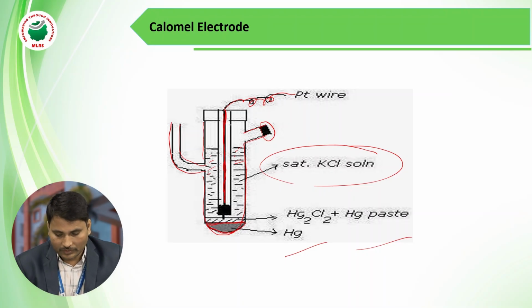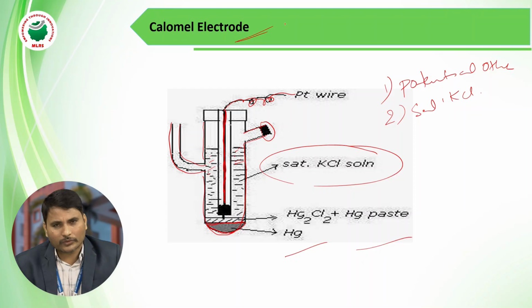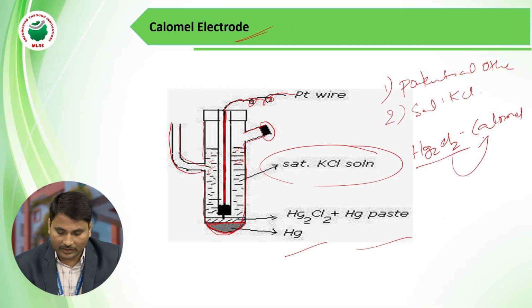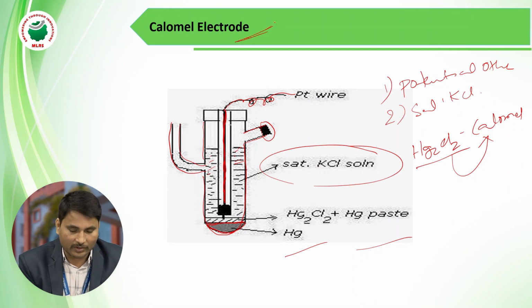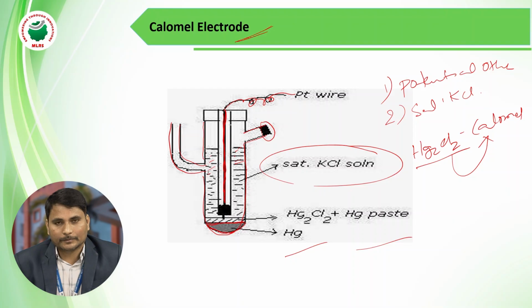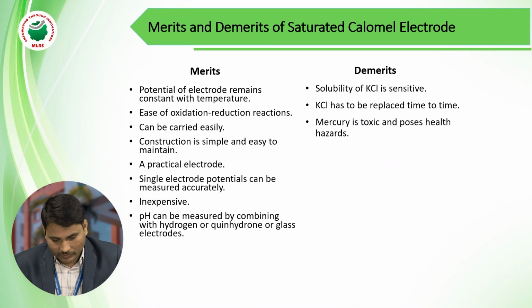We use the calomel electrode to find out the potential of the other electrode. Here, as a second point, we mainly use saturated KCl solution. And why do we call this electrode a calomel electrode? Mercurous chloride is called calomel. So here we are using mercurous chloride, and due to that we call it a calomel electrode. This is about the calomel electrode.